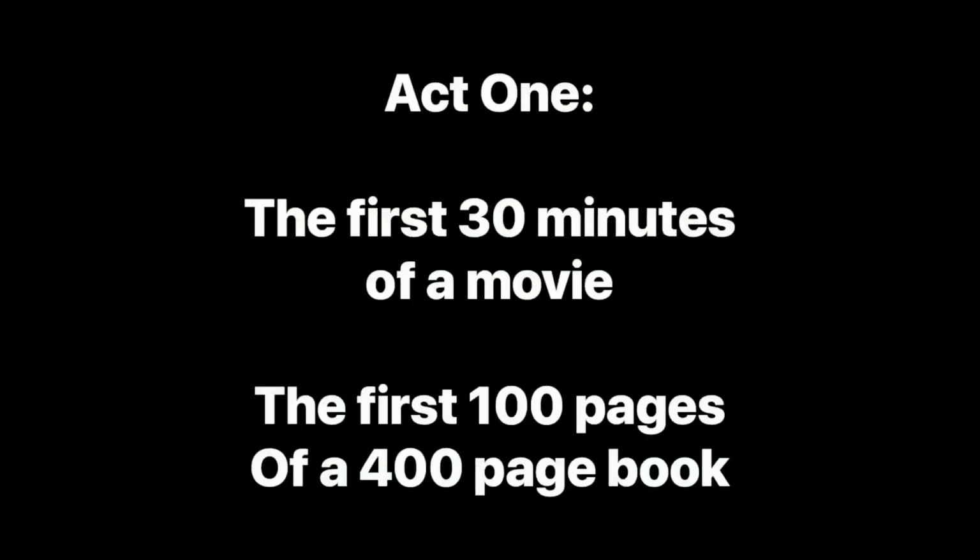Your main character's plan is one of the most critical elements for you to identify in your story. It gives you a simple, clear action line for your entire story. So in all the videos so far, we've been talking about the first act of your book or movie, the first 30 minutes of a movie, or the first 100 pages or so of a 400-page book.